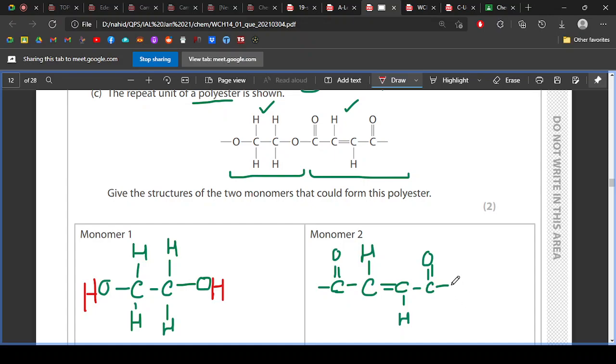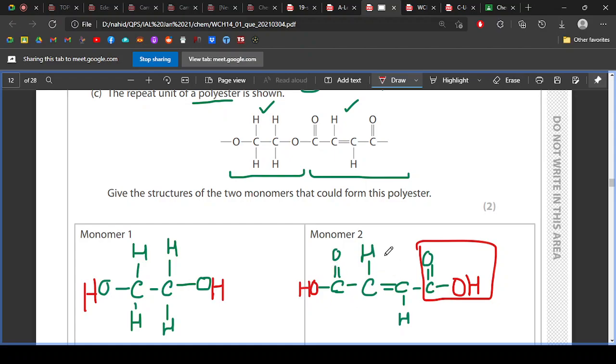Hydrogen. Just hydrogen or anything else? If I give just hydrogen, does it look like a carboxylic acid functional group or not? No. Then I guess OH. Yes, which now is a carboxylic acid, because this entire thing is the carboxylic acid functional group, COOH.